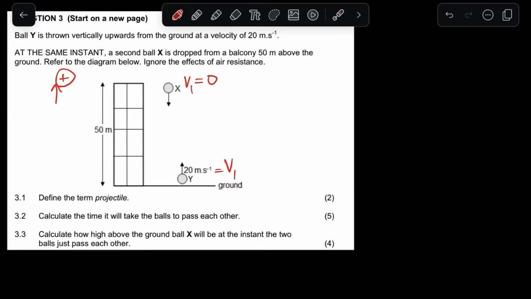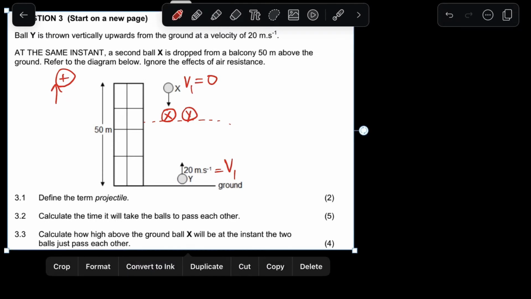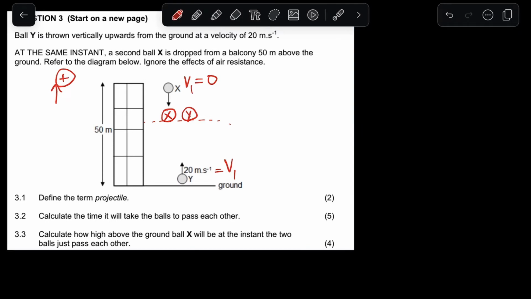So let's say they pass each other at this point. This is ball X and this is ball Y. So passing at this point, they took the same time, guys, because this event occurs simultaneously. What do I mean? The time that ball X took to reach this point is the same as the time that ball Y took to reach this point, right?